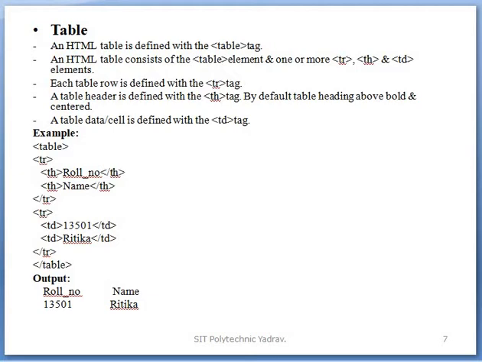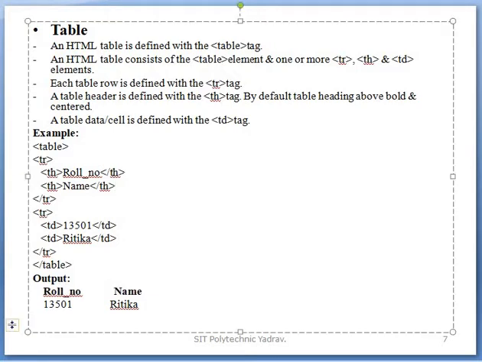Examples are there. Table start tag, end tag, tr. The first row will be created. In that th means headings: roll number and name. These use the th tag. After that tr close means the first row is complete. For the second row, again we start the tr tag and end tag. In that td means actual data. Roll number 13501, name Ritika. Respectively, as you create the headings, you give the values one by one. Output: this type of output will be displayed.